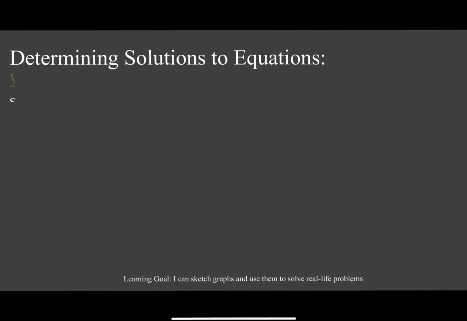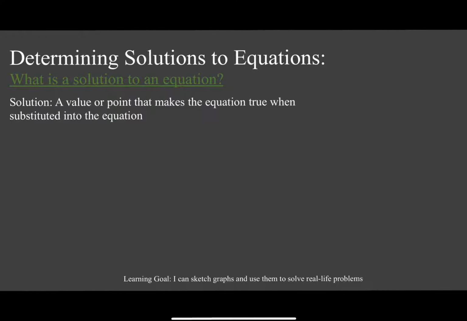So the first thing we're going to explore is how to determine solutions to an equation. And that begs the question, what is a solution to an equation? So let's briefly talk about what a solution is. As you can see, the math definition of a solution is a value or a point that makes the equation true when substituted into the equation. And all that means, as we're about to see, is that we're going to plug in x and y values into an equation to see if it produces a true statement.